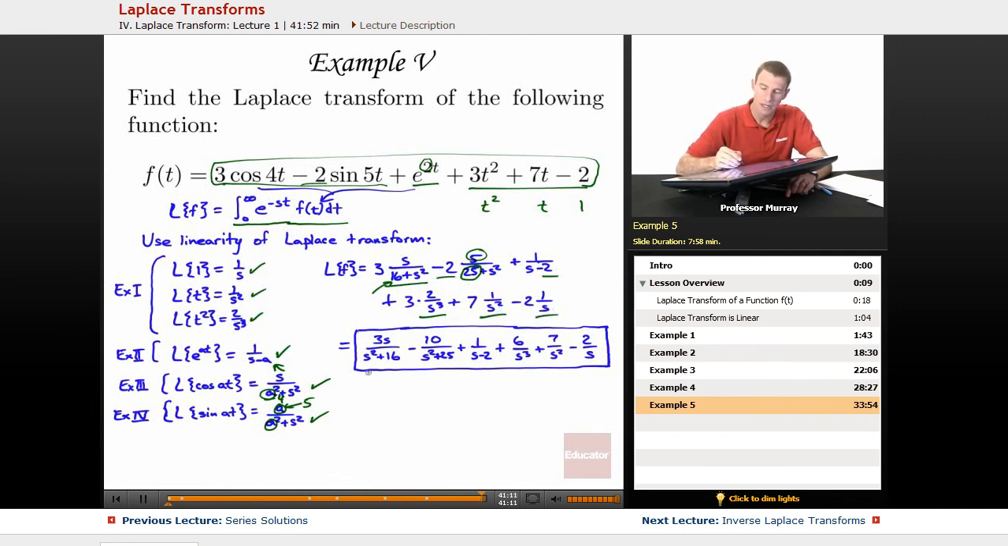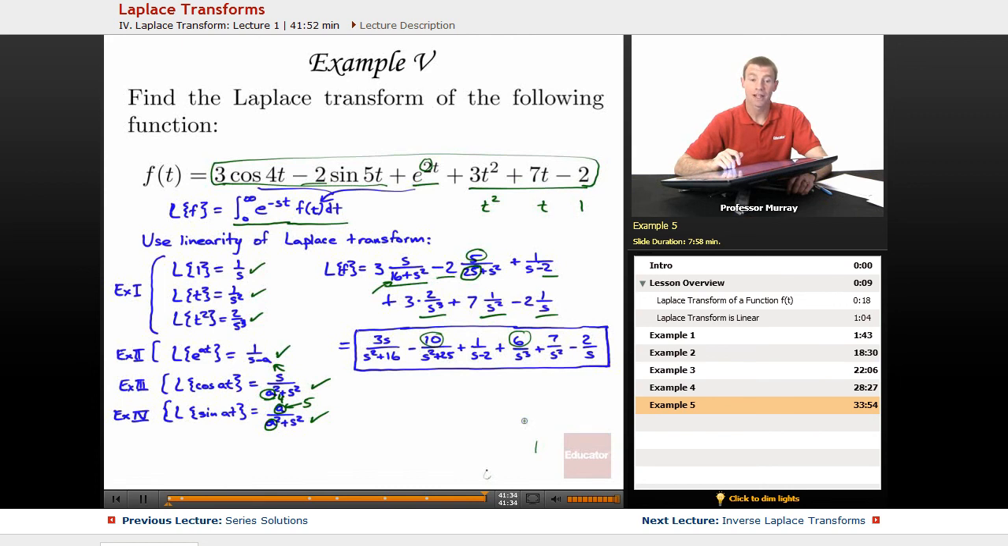And then I just cleaned everything up. Combined the 3s. 2 times 5 is 10. And combined 3 times 2 is 6. And combined everything together. And finally I got the Laplace transform of that big, horrible function without ever actually having to do any new integration. I just relied on what I had worked out in the previous examples.